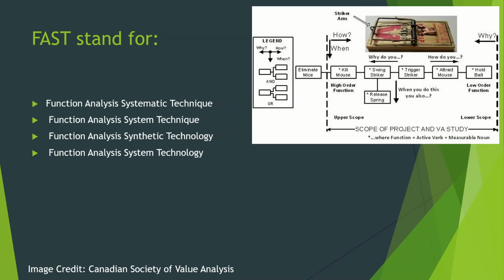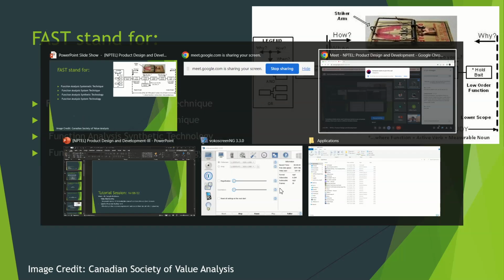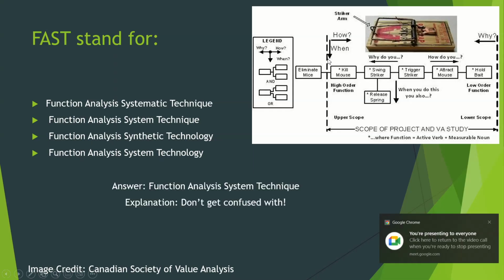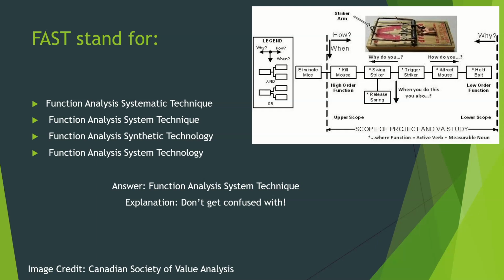Then coming on to FAST, what does FAST stand for? We have four options here. Yes, that is correct. FAST is basically Functional Analysis System Technique, and I would like you not to get confused with the terminologies or the abbreviations here. On the right we can see a generic diagram of what a FAST diagram looks like.